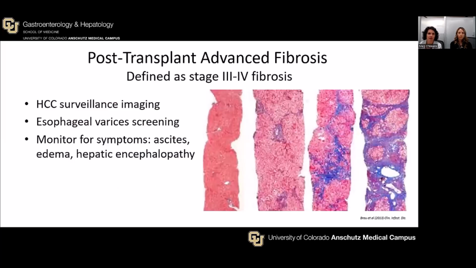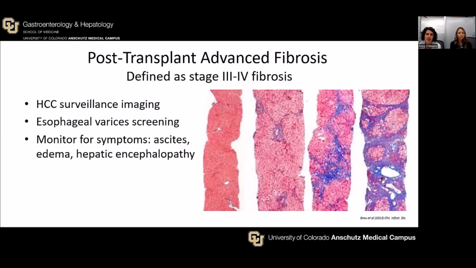So, post-transplant advanced fibrosis. Remembering that that's going to be stage 3 and stage 4 fibrosis, depicted by these histology stains here. The two on the far right are stage 3 and 4. In these patients, we want to do hepatocellular carcinoma, or HCC, surveillance imaging, as they are at increased risk. Typically, that will be done annually via an ultrasound or cross-sectional imaging.